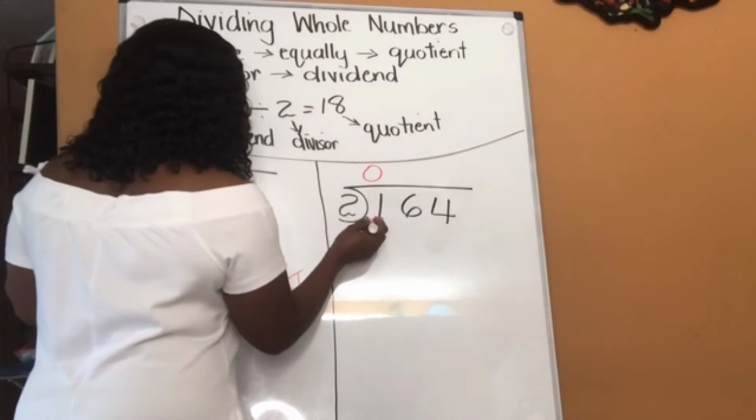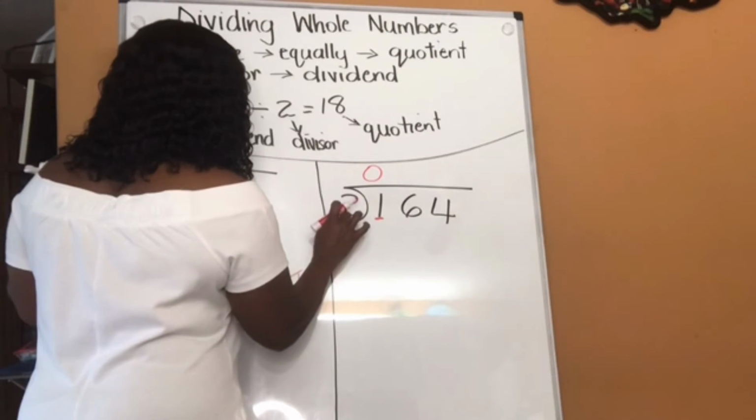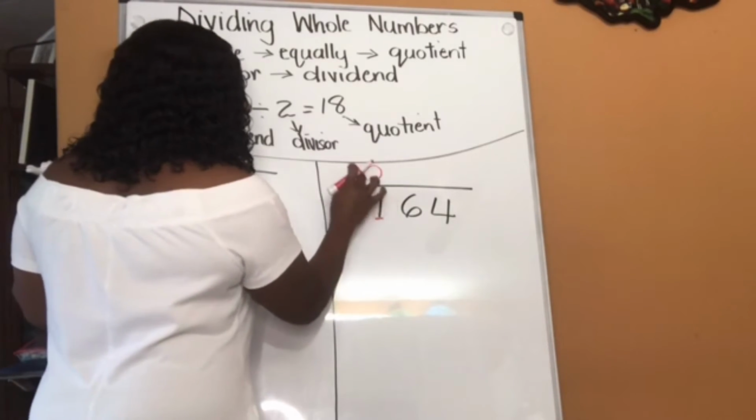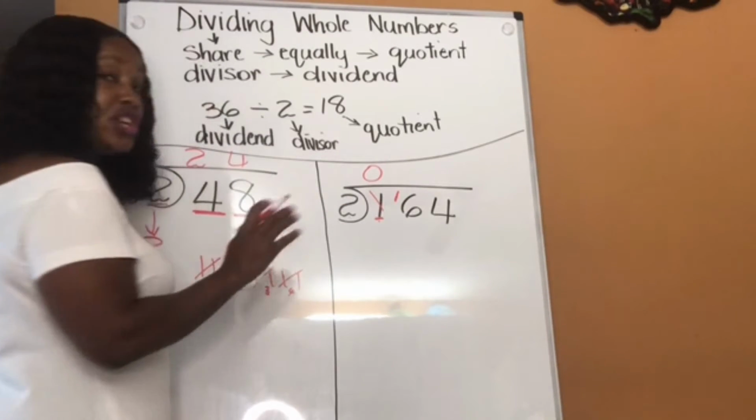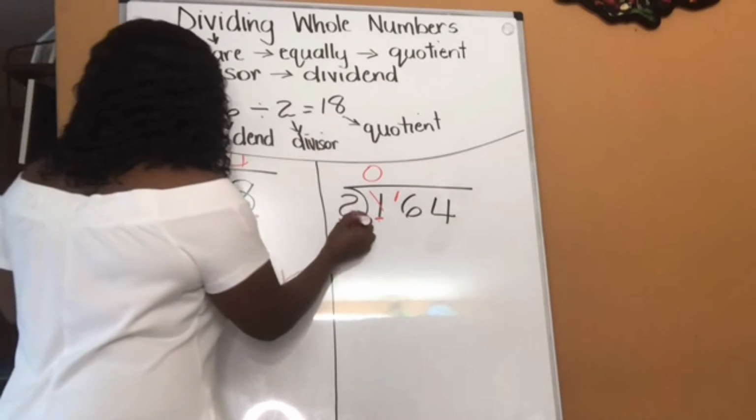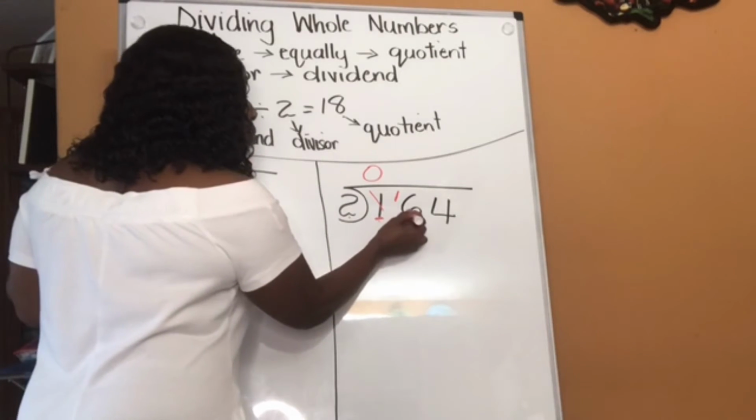Now, what you have to do, so you say, how many sets of 2 can I get from 1? It's 0, but you still have this 1. You can cross this out so you're not confused. So how many sets of 2 can you get from 16?